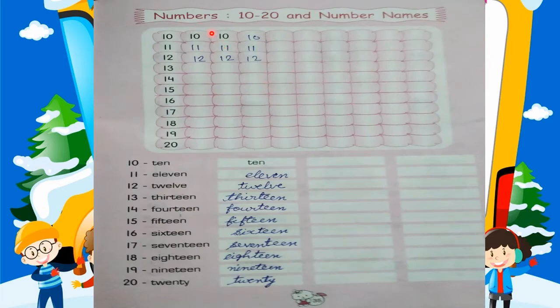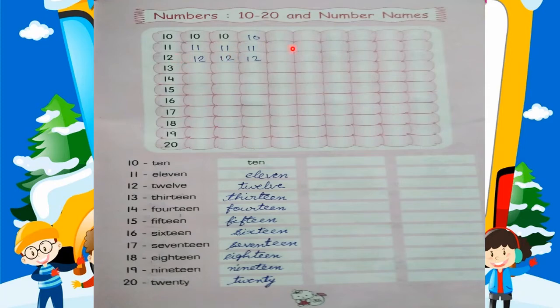now here numbers 10 to 20 and number names. On this page you will learn about numbering from 10 to 20. Here these are numbers in digit form, and in the second question these are in spelling form, with their names. In this question you will write the same number in all boxes. Just like in the first box you will write 1, 0, 10. In all boxes you will write 10.